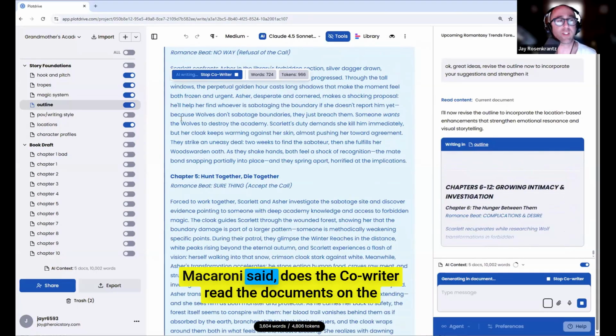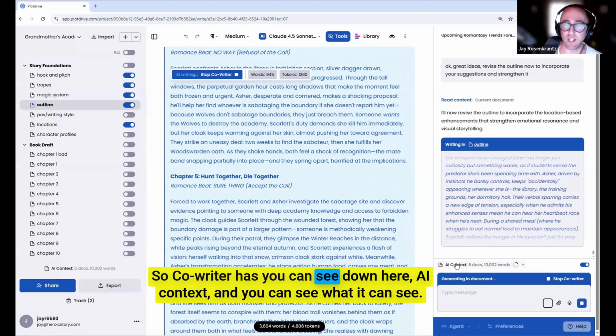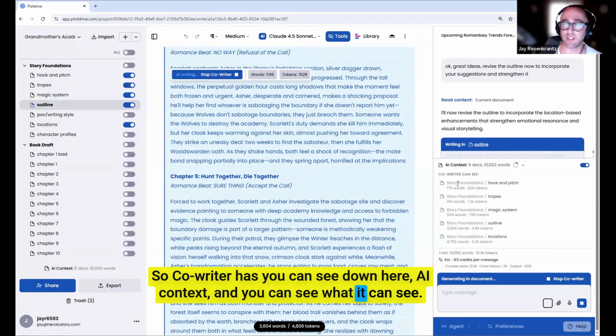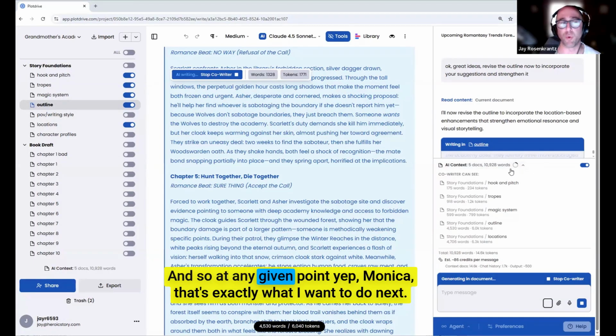Macaroni asked, does the co-writer read the documents on the left or just the middle section? So co-writer has, you can see down here, AI context, and you can see what it can see. Any of these toggled, the blue switches, that's what it knows. And yeah, Monica, that's exactly what I want to do next.